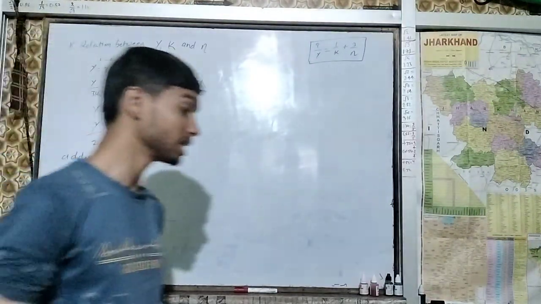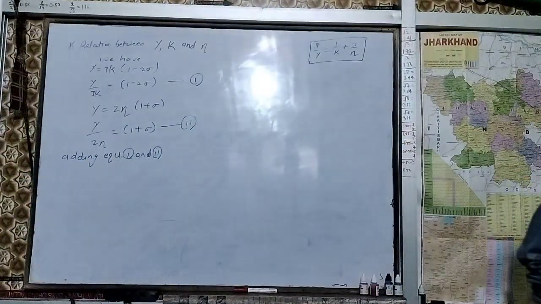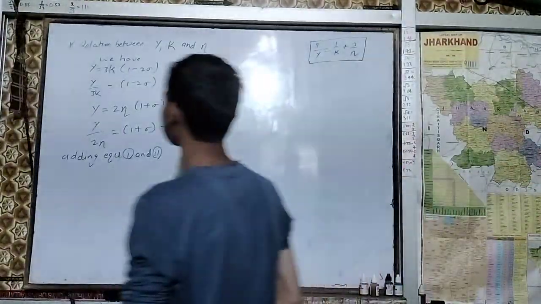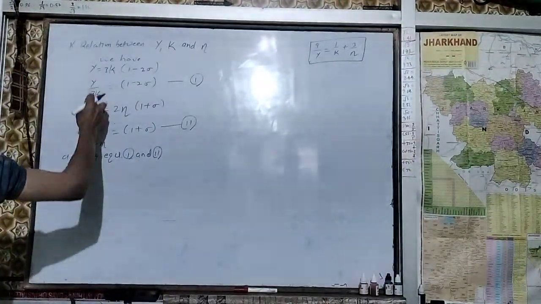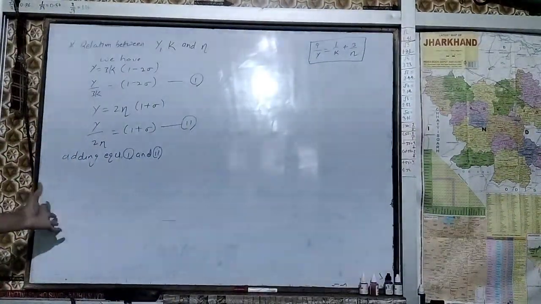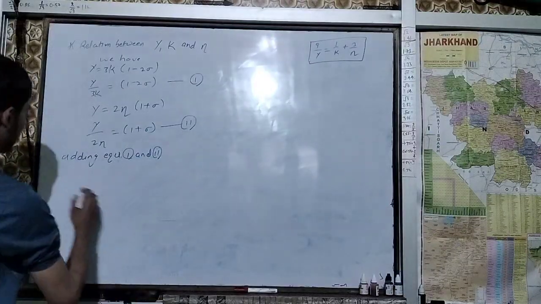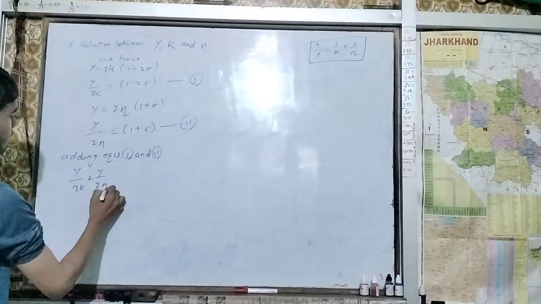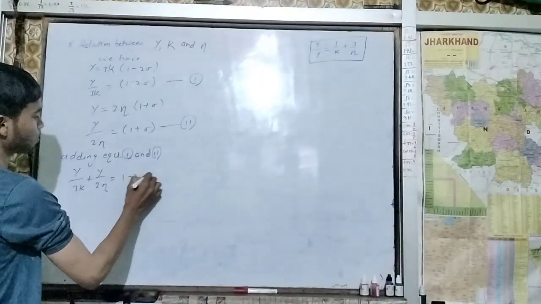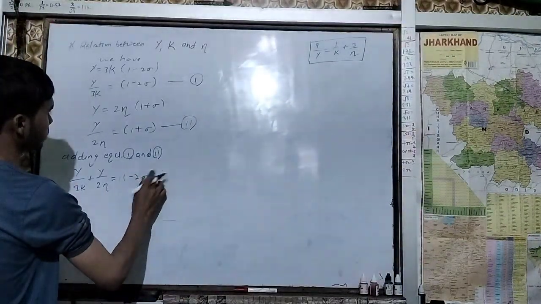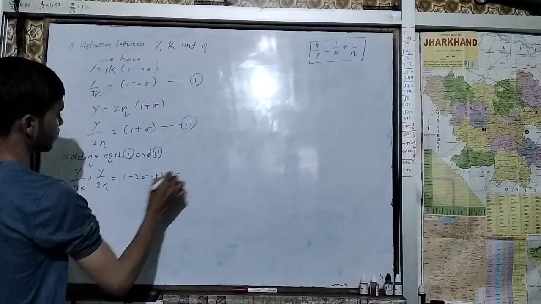Till here I think you will not have any doubts. Now adding equation number 1, just add this y upon 3k plus y upon 2η, like that. Am I right? 1 minus 2 quotient ratio, got it, no problem. Then we have 1 plus quotient ratio.